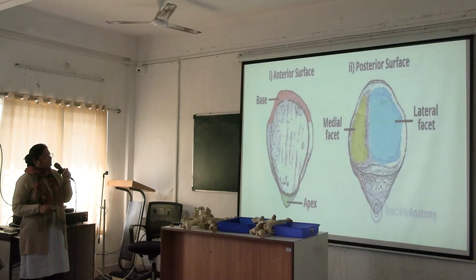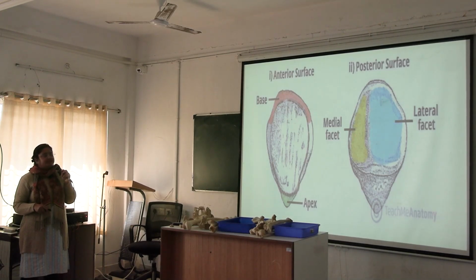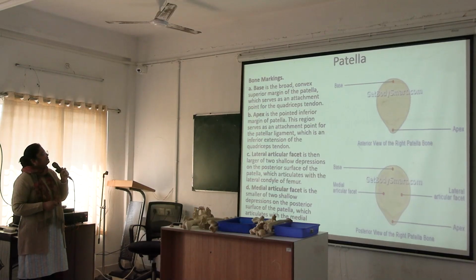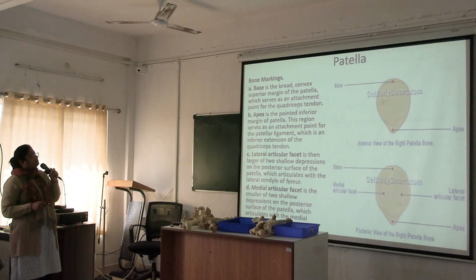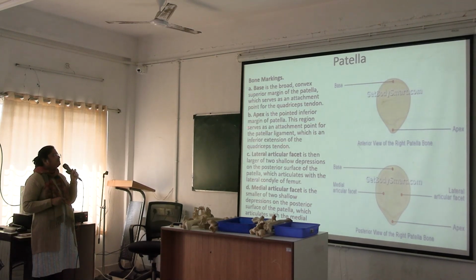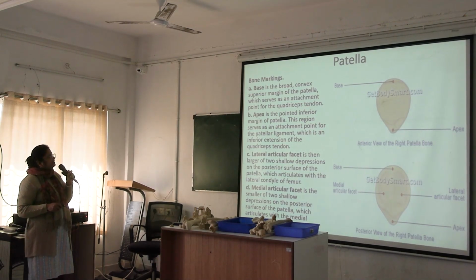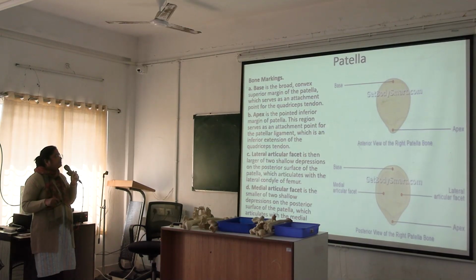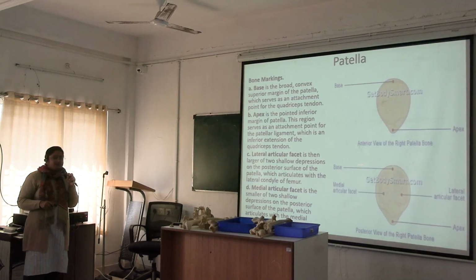This is base, apex, anterior surface, posterior surface. The articular area is divided by a ridge into a medial small facet, a large lateral facet, and a rough area near the apex. So the base is the broad convex superior margin of the patella, and serves as attachment point for quadriceps tendon. The apex is the pointed inferior margin of the patella, and this region serves as attachment point for the patellar ligament, which is an inferior extension of the quadriceps tendon.